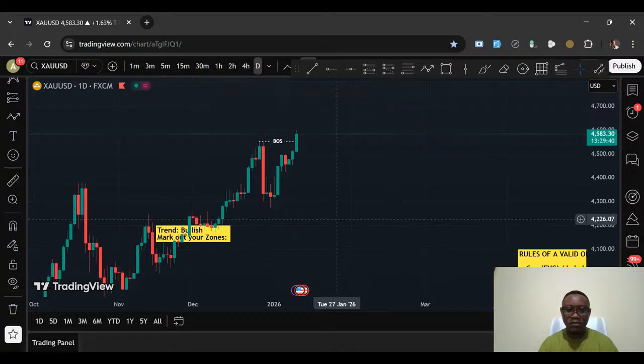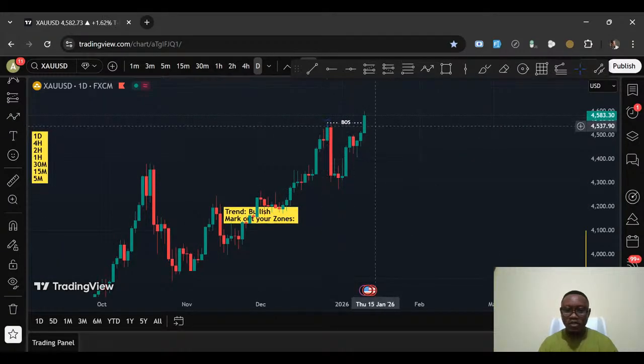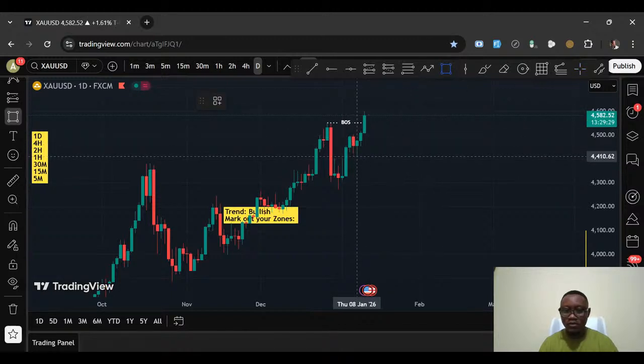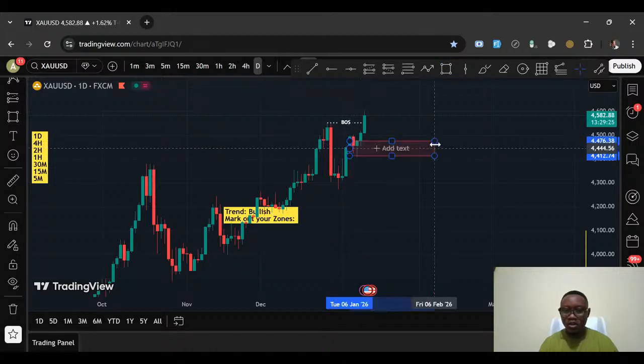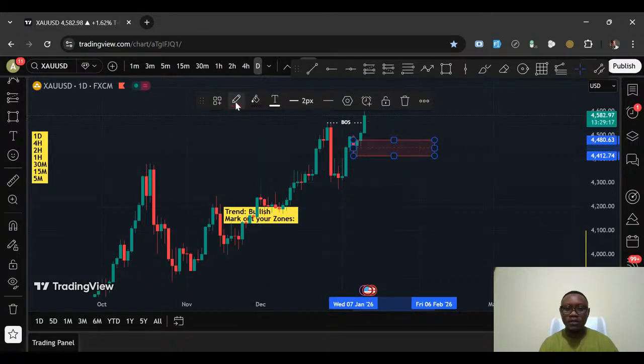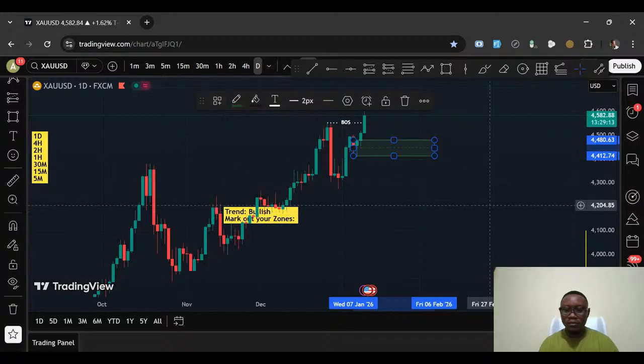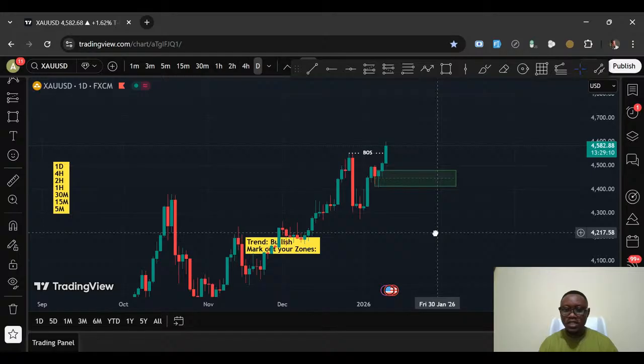On the daily time frame, we've marked out the most recent break of structure, which is this. The origin or zone that led to the break of structure is this. I mean, this is the swing level that led to the break of structure, or the order block zone that leads to the break of structure. This right here. All right, so that is it.